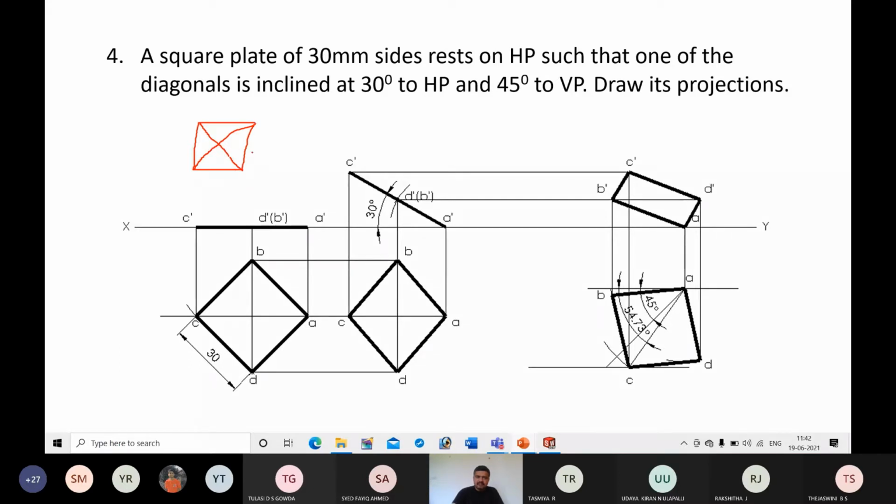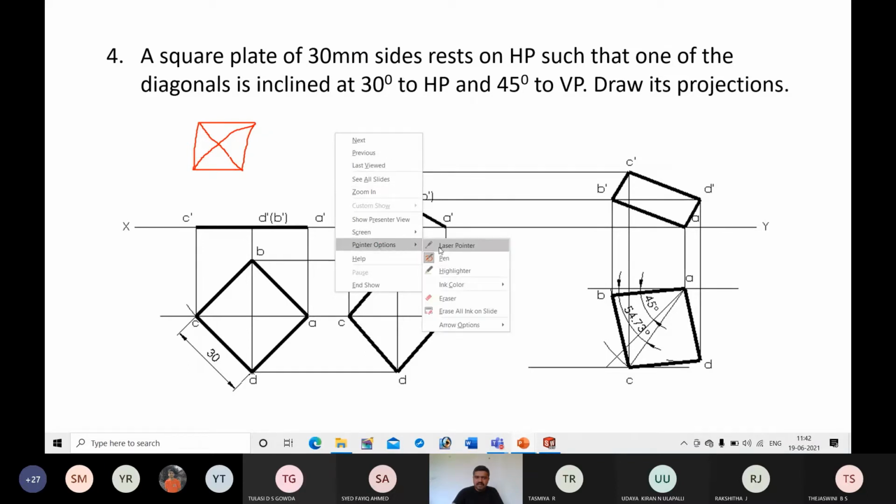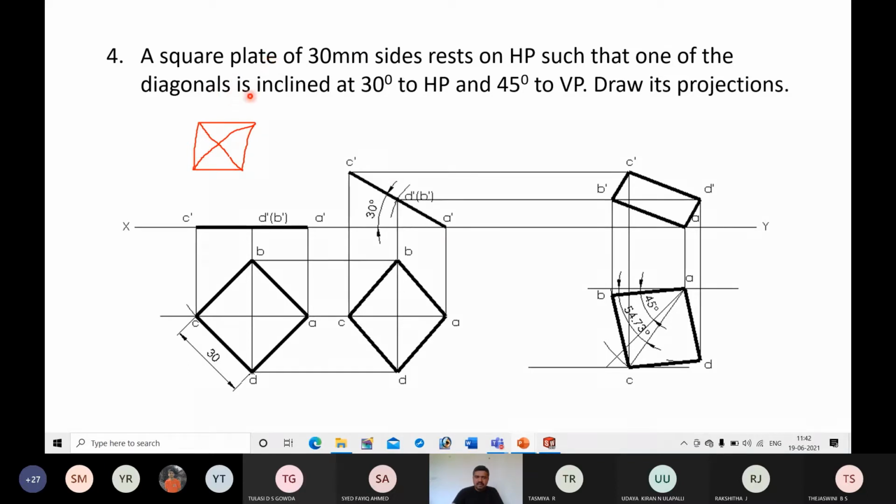For that reason, even though in the problem it is not given that it is resting on a corner, if you want to make a diagonal inclined to HP and VP, you should consider it as resting on a corner, because if you make it resting on a corner, then only the diagonal becomes parallel to VP and HP. So then you can get the true length in the top view and in the front view.